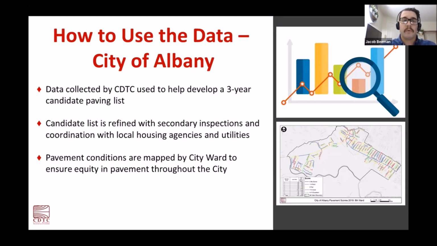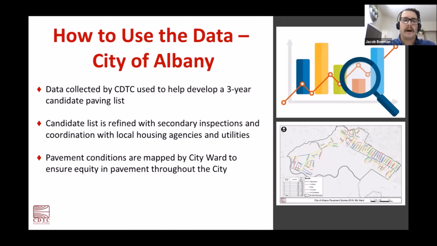City staff will go through and manually walk those blocks and corridors that they're interested in potentially paving, to further differentiate maybe between the 5s or between the 6s, to see if they can see anything at the street level that may or may not influence whether or not they'd like to pave that segment that year. And also within the city, they have quite a bit of coordination with local housing agencies and utilities.